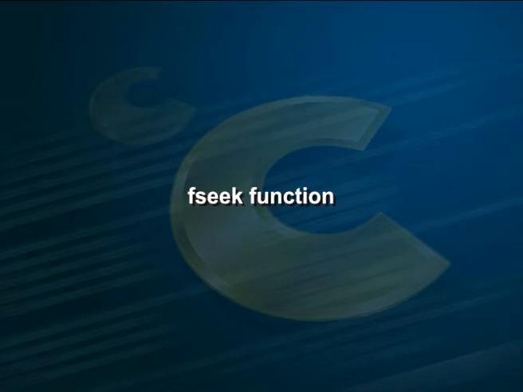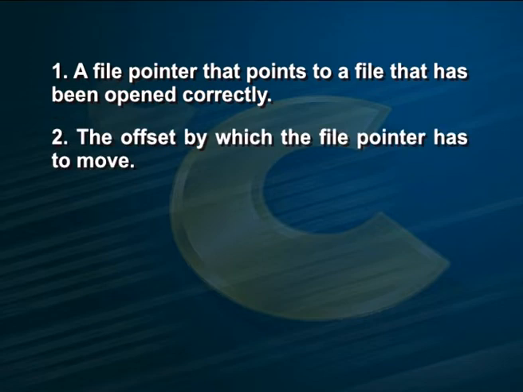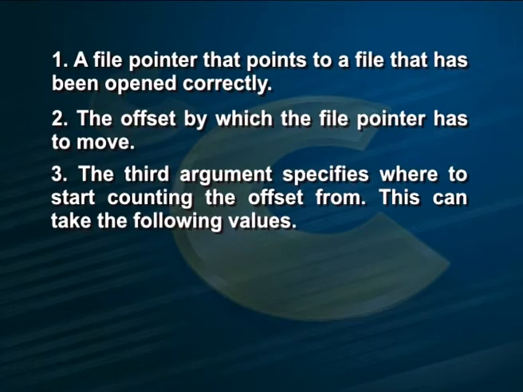The function used to enable direct access is the fseek function. This function positions the file pointer to the byte specified. Three arguments are used by the fseek function. They are: 1. A file pointer that points to a file that has been opened correctly. 2. The offset by which the file pointer has to move. In case of a file of records, this can be computed as the desired record number multiplied by the size of each record. 3. The third argument specifies where to start counting the offset from.